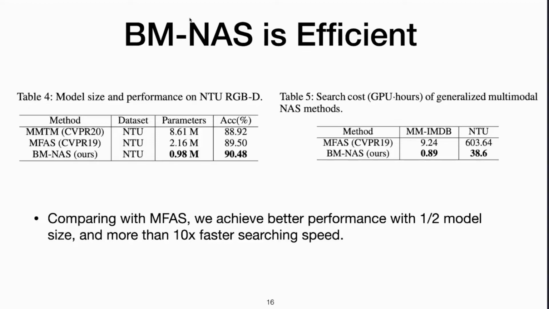Here we compare the BM-NAS framework with other methods in terms of model size and search cost. As you can see, compared with MFUS, which is the previous state-of-the-art method, we achieve better performance with only half the model size and more than 10 times faster searching speed. So in a word, BM-NAS is efficient.